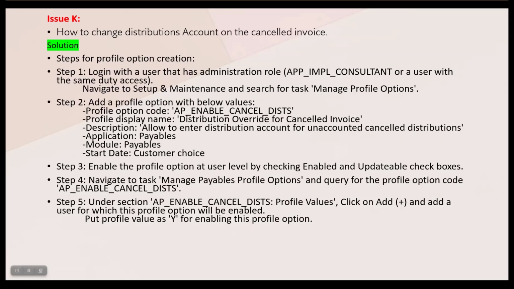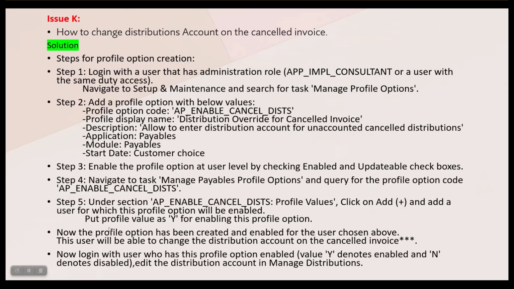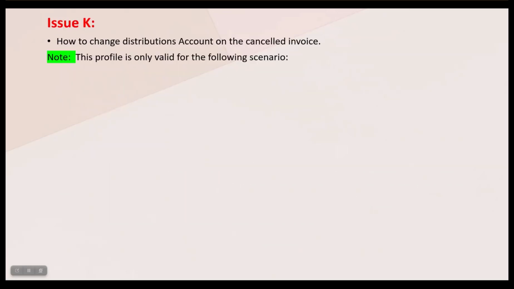So what is summarized here? You create profile options and assign this profile option to specific users. Only these users who are assigned to this profile option will have the option to change the distributions on the cancelled invoice. Log in as one of these users who has this profile option enabled, and try to edit the distribution account in Manage Distributions. But here there is something.